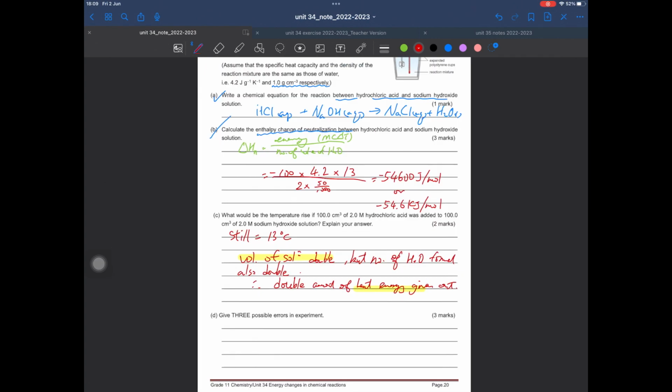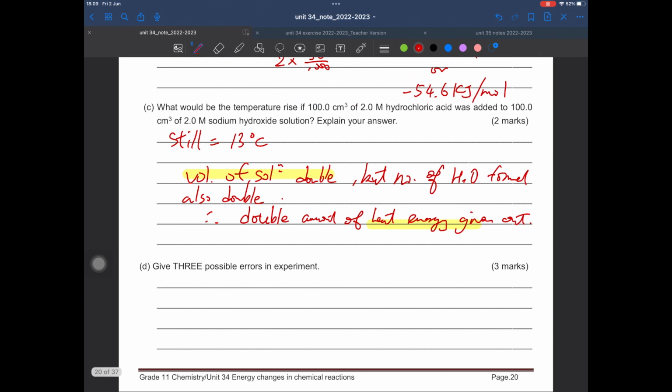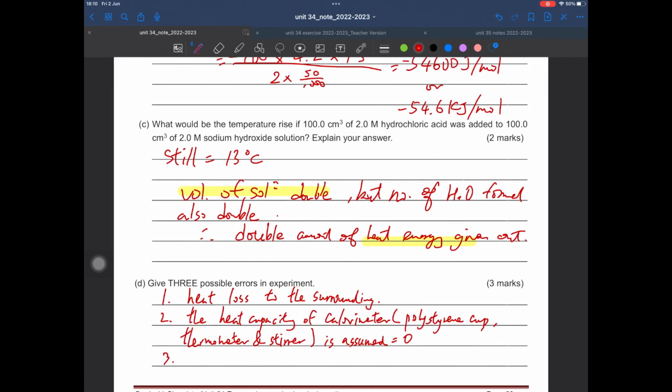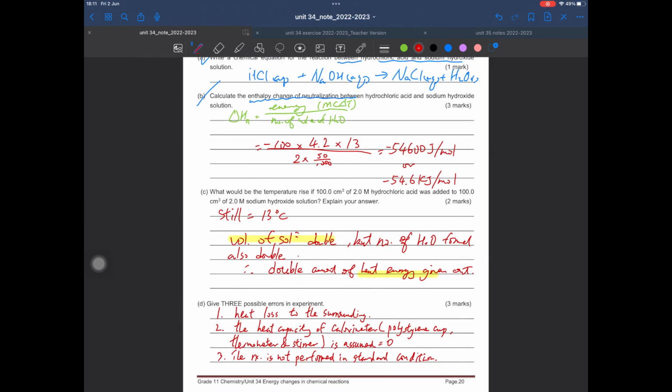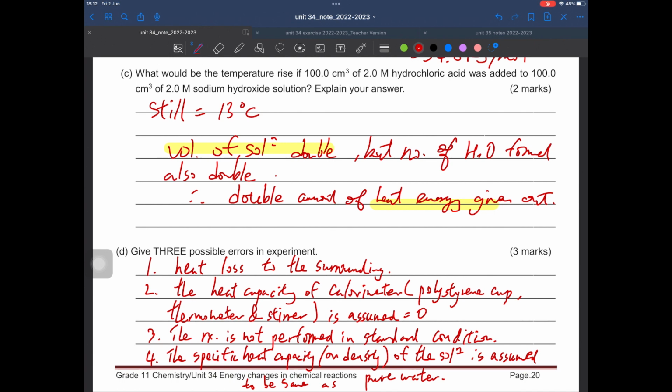In page 20, give 3 possible errors in the experiment. As there is no constraint mentioned in the questions, so the first one must be heat loss to the surrounding. And the second one is the heat capacity of the calorimeter is ignored or assumed to be 0. And the third one is the reaction is not performed in standard condition. And of course, you can figure out more. For example, one of the typical answers will be the product solution is assumed to have same specific heat capacity or density as pure water.